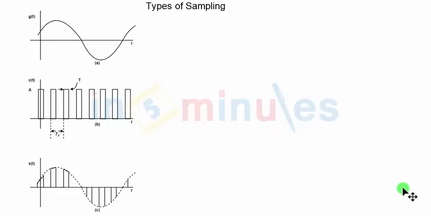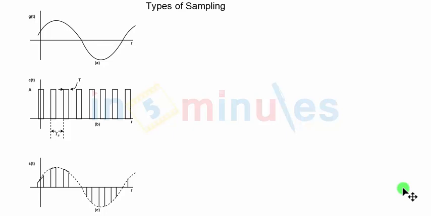In this video clip, we will discuss the various types of sampling. We have already discussed in detail the sampling theorem for low pass signals and band pass signals. When we discussed sampling theorem for low pass signal, we considered the ideal sampling and we derived one very important condition that Fs has to be greater than or equal to 2Fm. In ideal sampling, the sampling signal is a train of impulses.